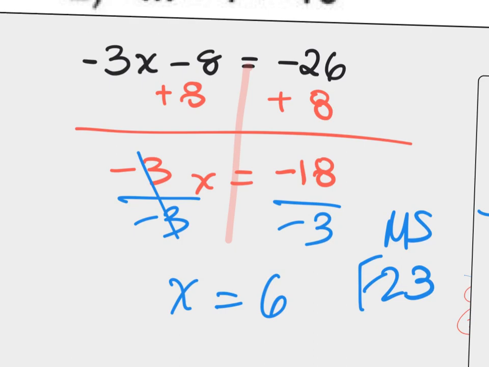Okay, we're going to try little by little. 2x plus 4 gave me 14.